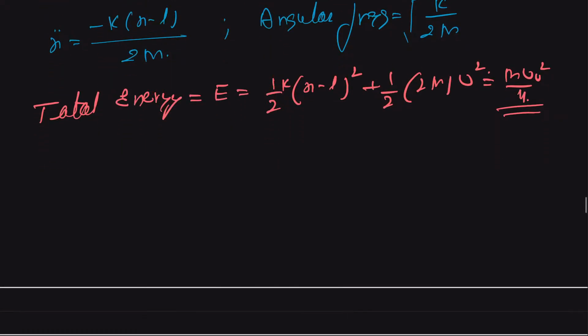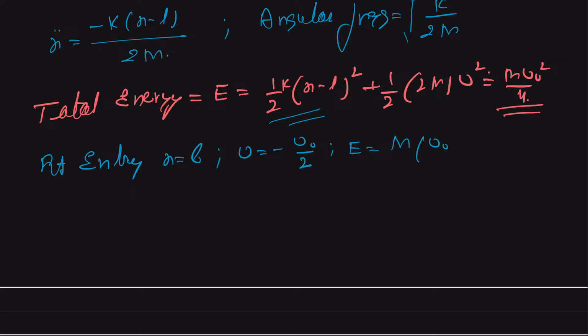Therefore we can say at entry, that means at x equal to L, we already know that V is equal to minus V naught upon 2, and in the energy this term will be 0. So we get this as m times V naught by 2 whole square, which is m V naught square by 4.